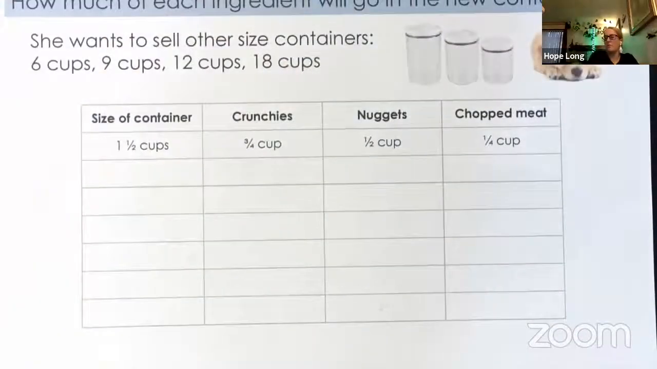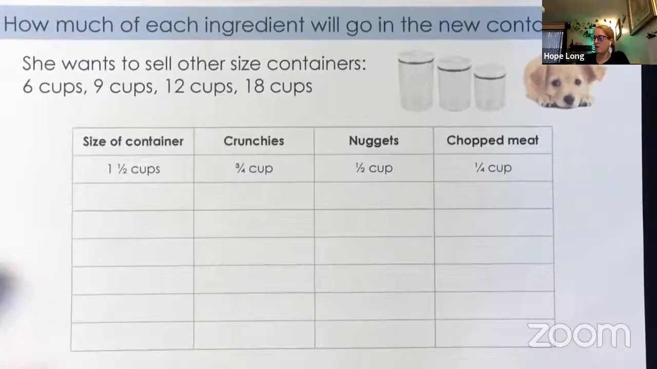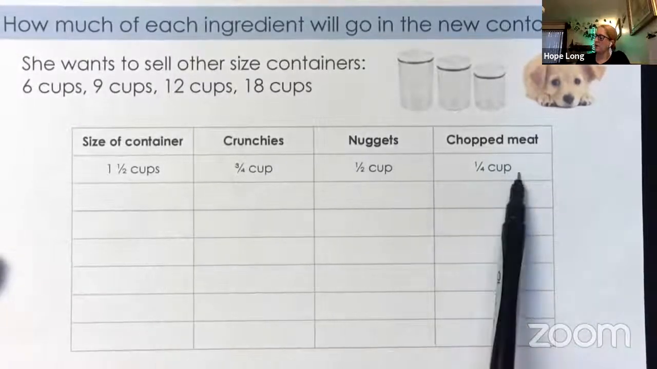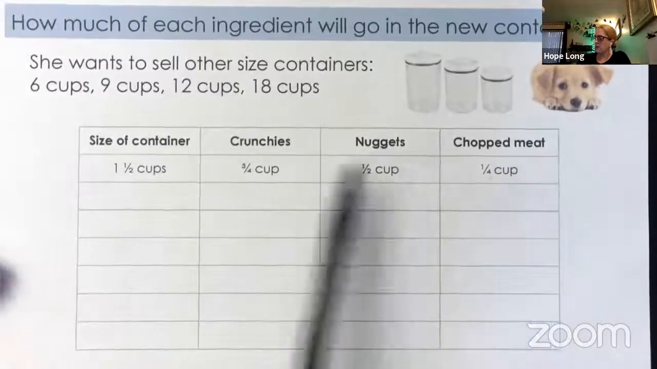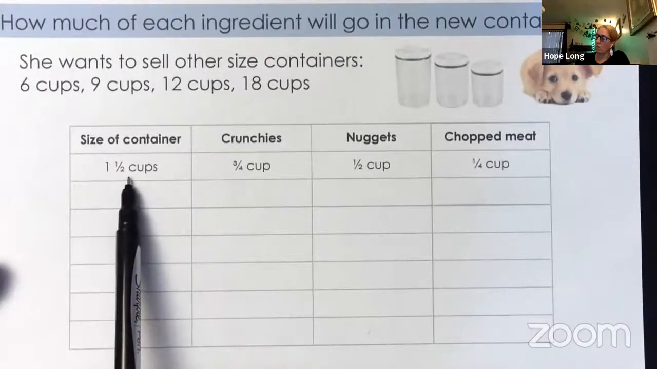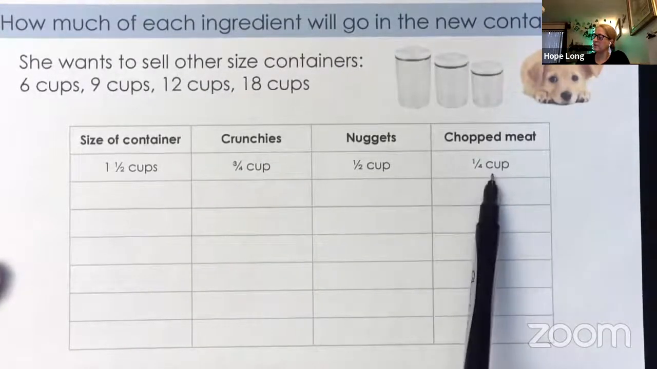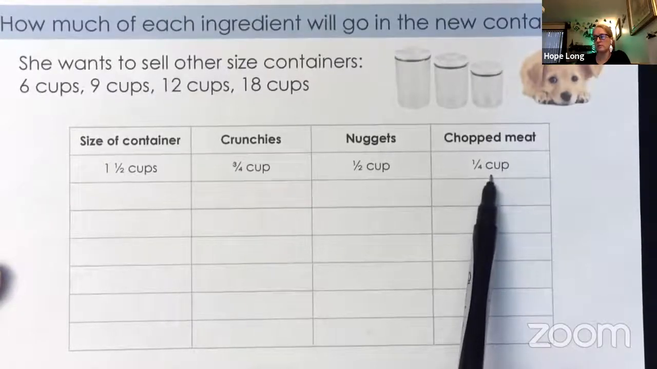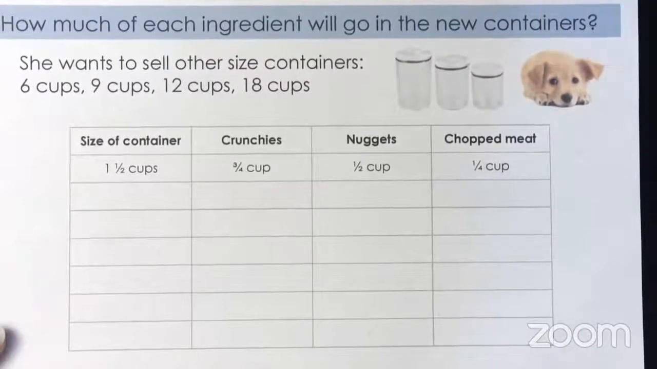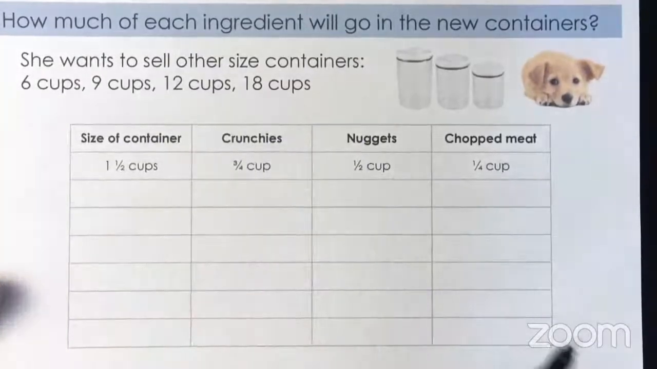So we have this table that we're going to work to complete today. And we have the first one already in there with 1.5 cups, what we were originally talking about, the 3/4 of a cup of crunchies, the 1/2 cup of nuggets, and a 1/4 cup of chopped meat. So I feel like this is multiplying fractions a bit.